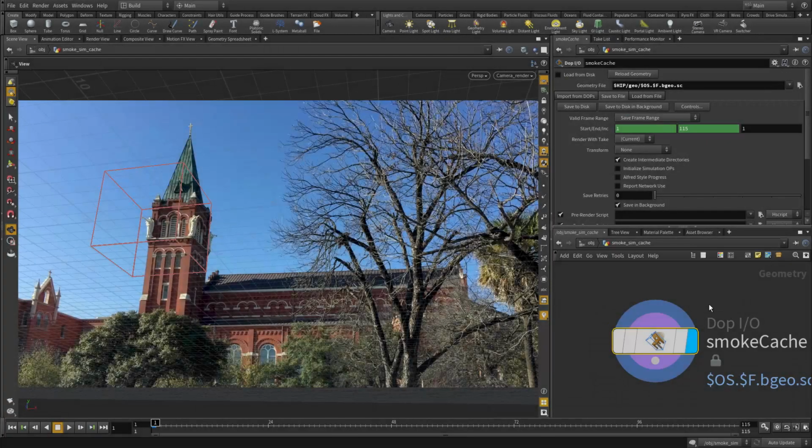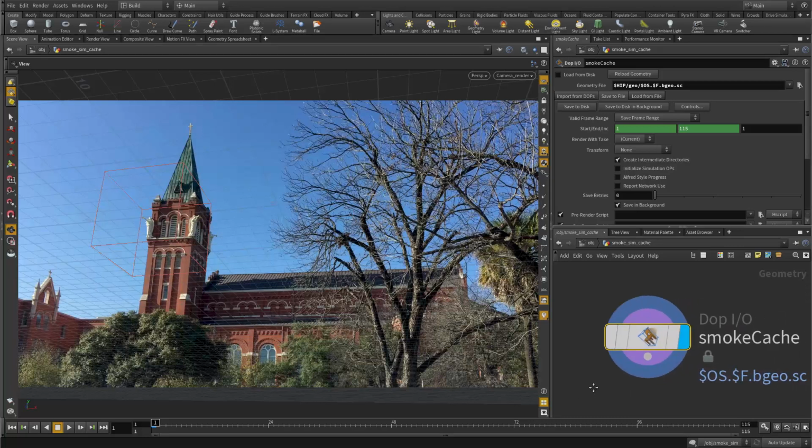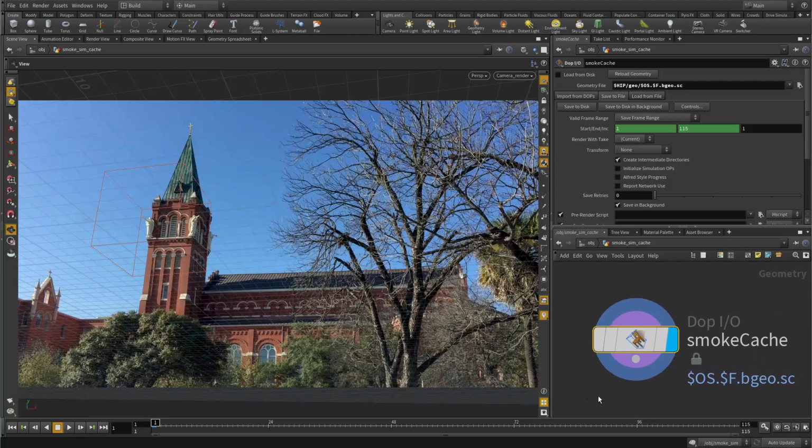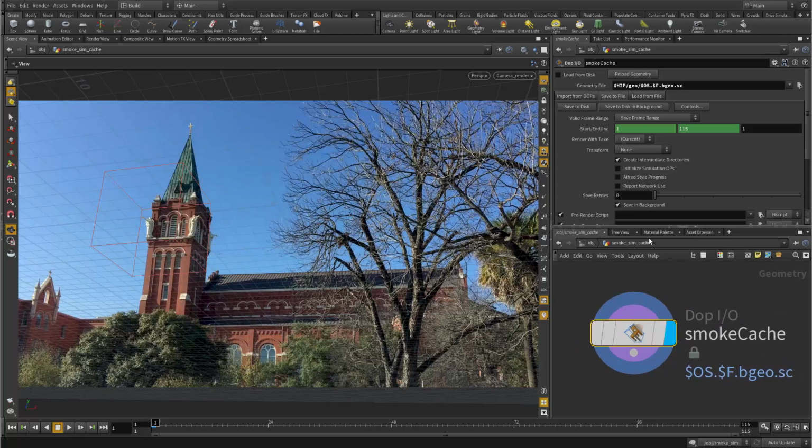Alright, so our cache is done. It takes a good amount of 40 minutes to go through the process. Now 40 minutes is not that much for a simulation actually, or for caching.